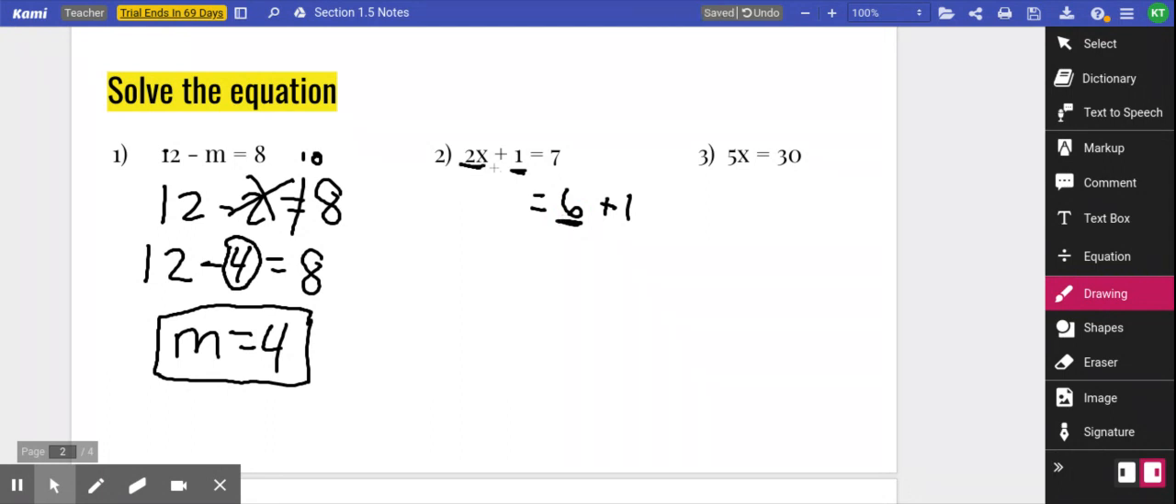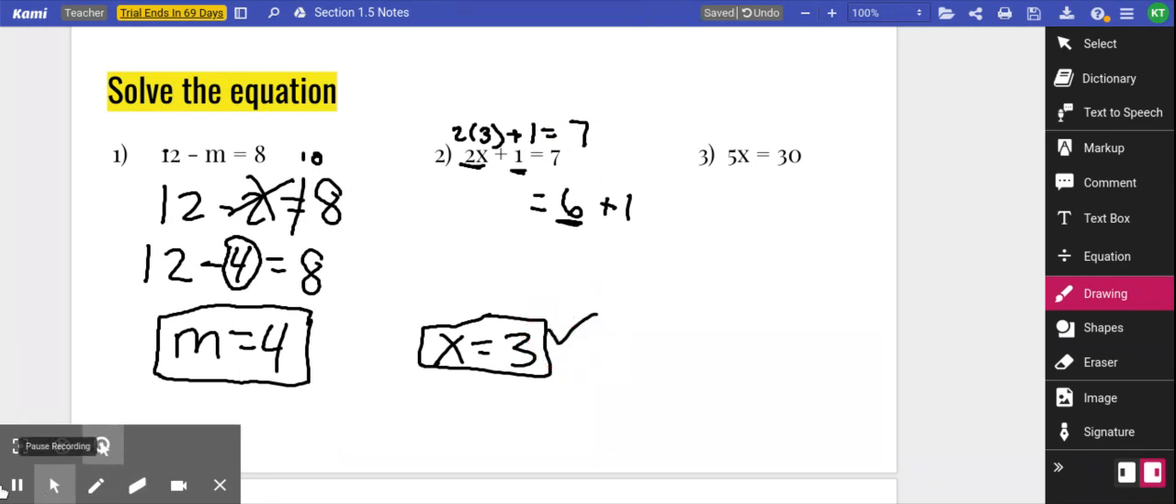So I think to myself, 2 times what is equal to 6? And I should know that 2 times 3 equals 6. So x should equal 3, right? And if I plug that in, we practiced this evaluating where we plug in values and see. 2 times 3 is 6 plus 1 is equal to 7. So my answer checks out.